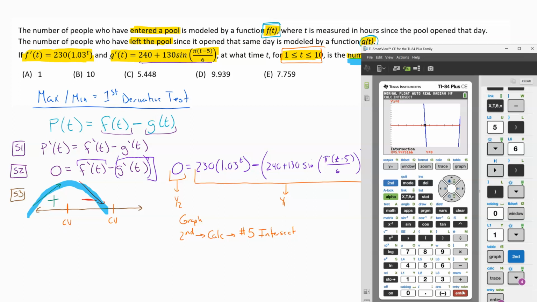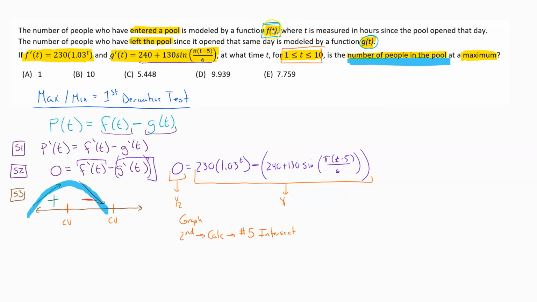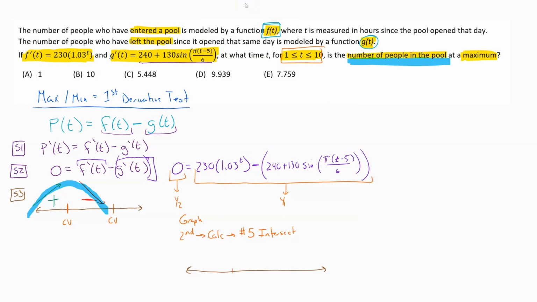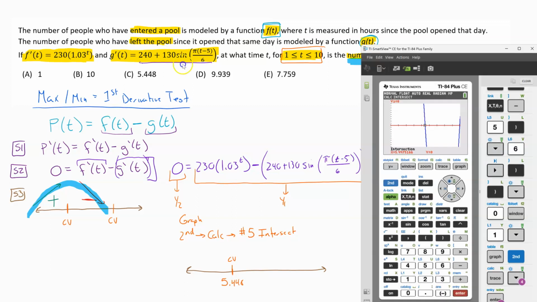So that is my first critical value, and I mark that on my own little number line here. So I'd say, okay, there's my number line, and my first critical value is happening at 5.448, and we'll round it to 3 decimals because that's what they always do on the AP test. 5.448. That's my critical value, and then I've got another critical value.